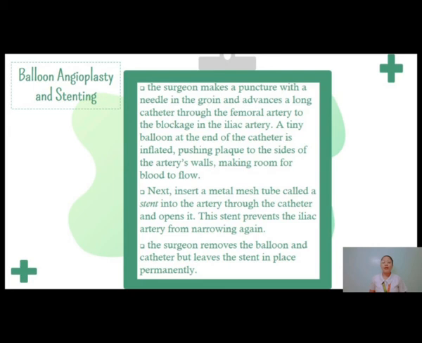A tiny balloon at the end of the catheter is inflated, pushing plaque to the sides of the artery walls, making room for the blood to flow. Then the doctor inserts a metal mesh tube called a stent into the artery through the catheter and opens it. This stent prevents the iliac artery from narrowing again. When the procedure is done, the surgeon removes the balloon and catheter but leaves the stent in place permanently.